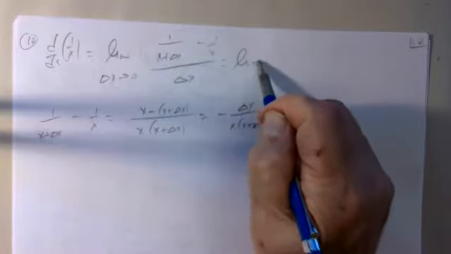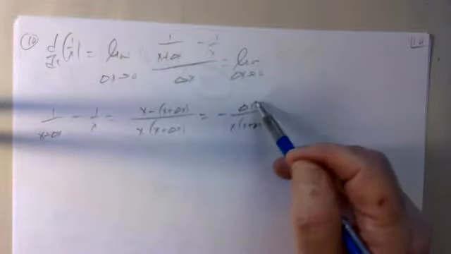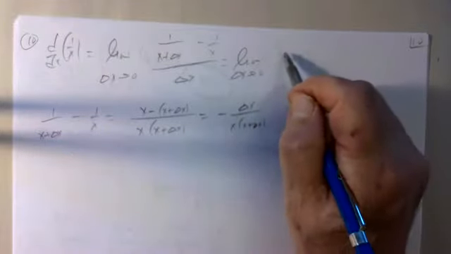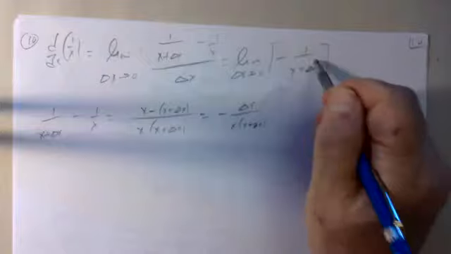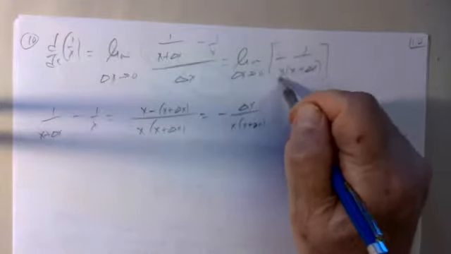So this is the limit, delta x goes to 0, of this divided by delta x, which cancels this delta x, of minus 1 over x plus delta x times x. When delta x goes to 0, I get minus 1 over x squared.